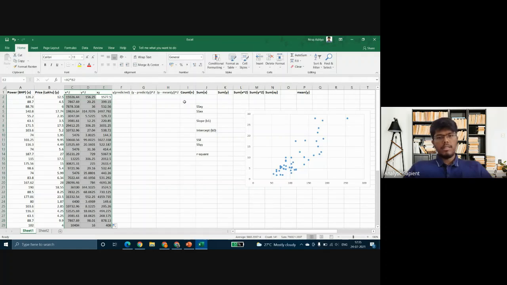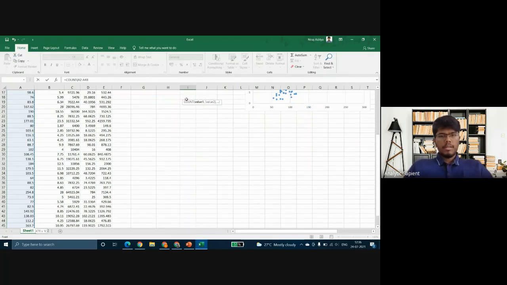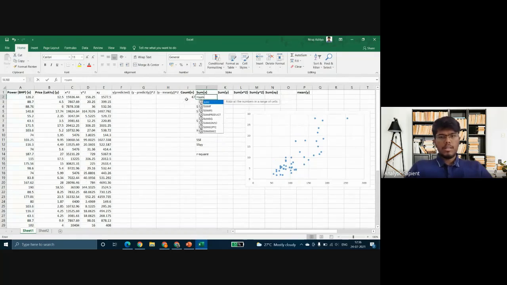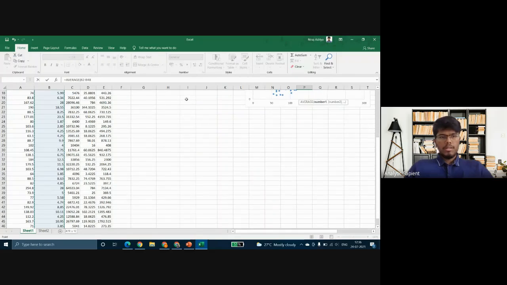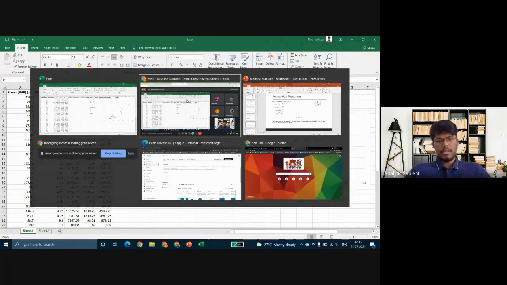Yeah, we have this. Next, we find out what is the count. Is this sum of x, sum of y, sum of x square, y square, xy. This is the average of y. So let's construct the sum of squares of xy.